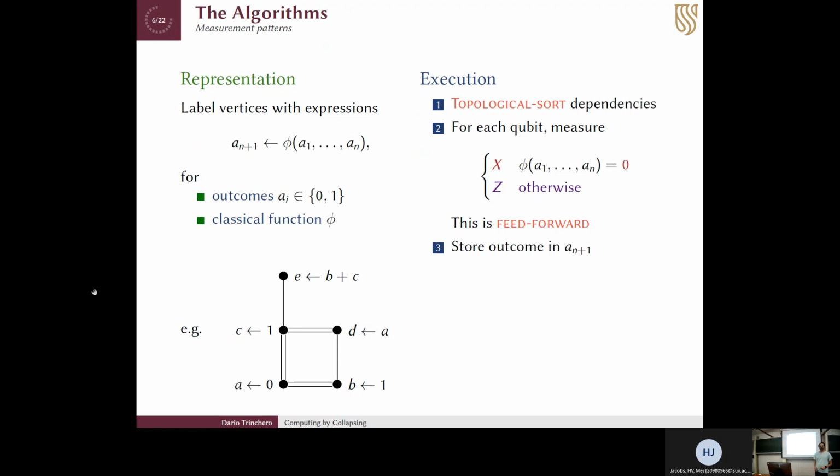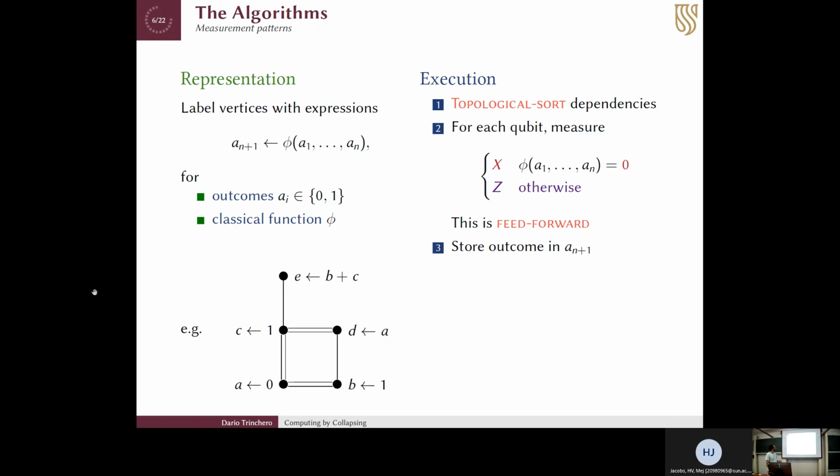Now, how do we actually execute this algorithm, or rather, what does it represent? So what we're going to do is for each qubit, ignore the first thing for now, for each qubit, we're going to either measure x or z. We're going to measure x whenever our function is 0, we're going to measure z otherwise. And then we're going to store the result in a(n+1).